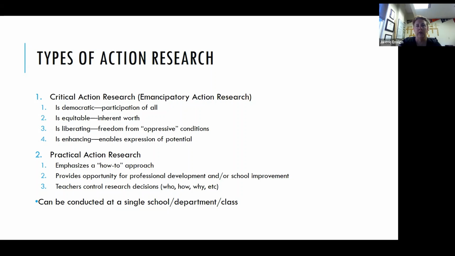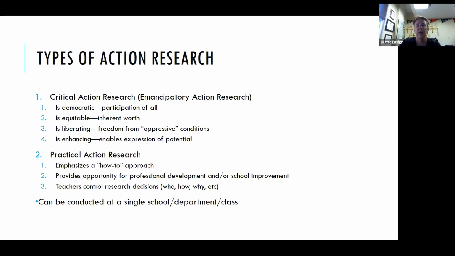What you're going to be doing in your MAE action research projects probably falls into category 2, which is practical action research. And it emphasizes a how-to approach. So it's an opportunity for professional development. You're learning a little something more about something. And the focus is on school improvement. The teachers control the research decisions. It's the who, the how, the why, the so what that comes after that. We're going to research this because we want to find a solution for that, and it's going to make our classroom a better place.